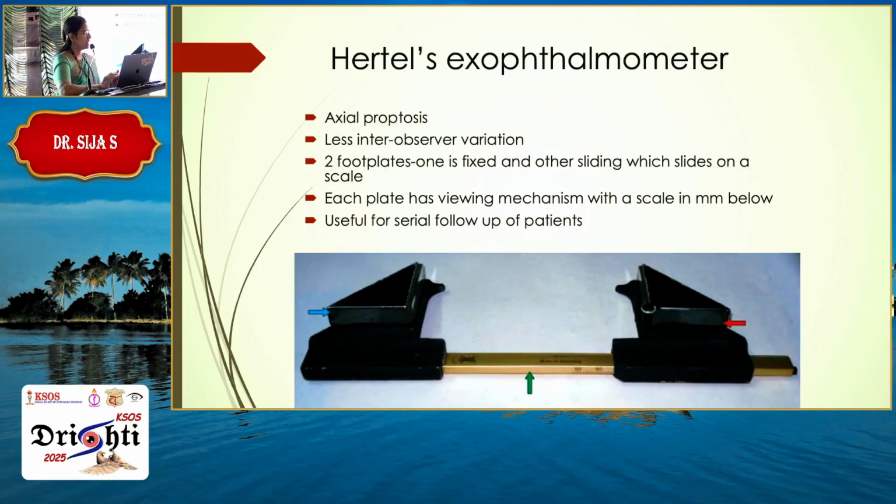The one we commonly use in our OPD is Hertel's exophthalmometer. It is used for axial proptosis. It has less inter-observer variation. It has two foot plates, one fixed and the other sliding on a scale, and the scale has a marking reading below that gives a base reading. Each plate has a viewing mechanism, usually a mirror or sometimes a prism, and a scale reading is given below the mirror. It helps in serial follow-up of the patients.